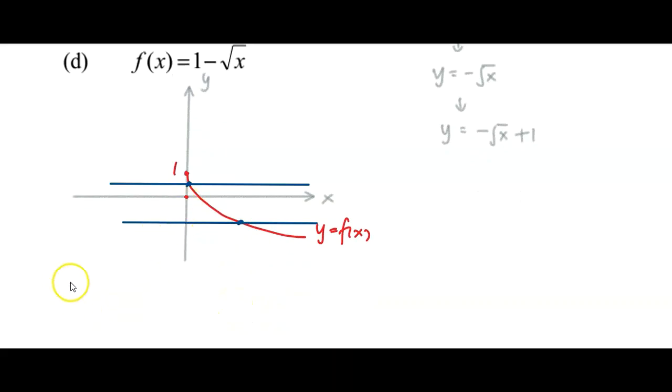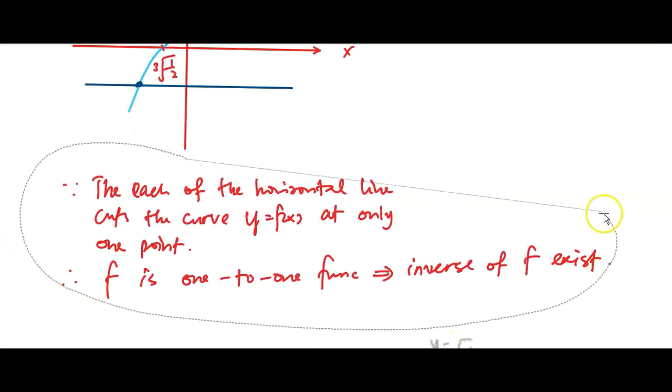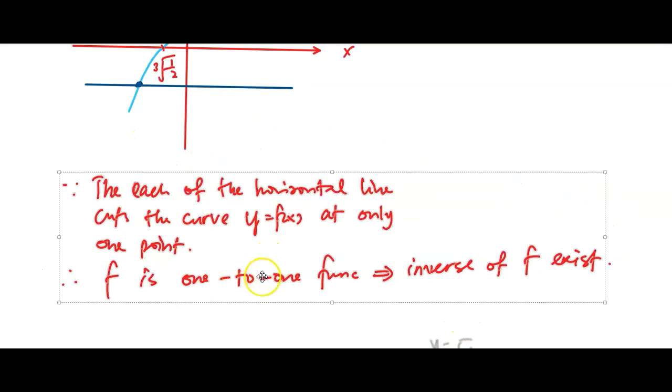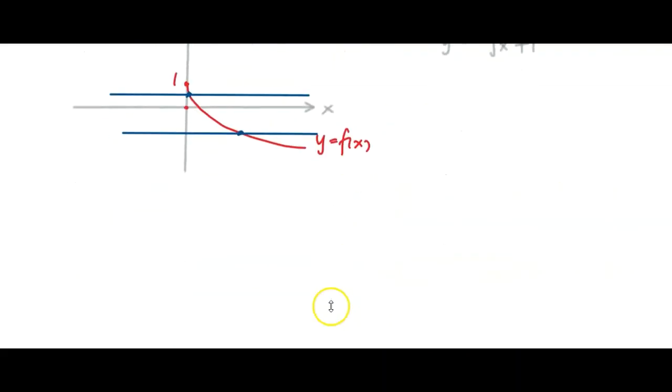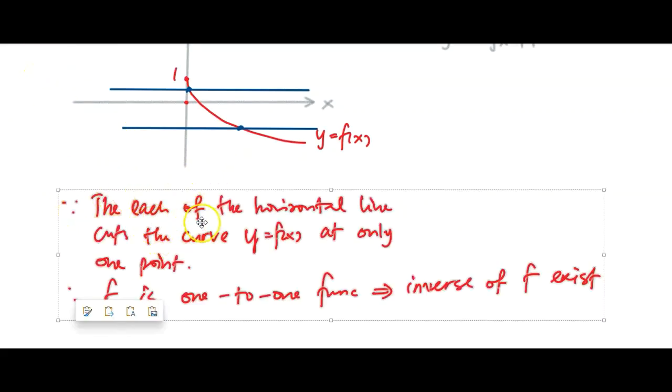Then our conclusion again will be like this. I'm copying the conclusion from just now. This is my conclusion, the same as the conclusion just now. Each of the horizontal lines cuts the curve y equals f(x) at only one point. So f is a one-to-one function, and this means that the inverse of f exists.